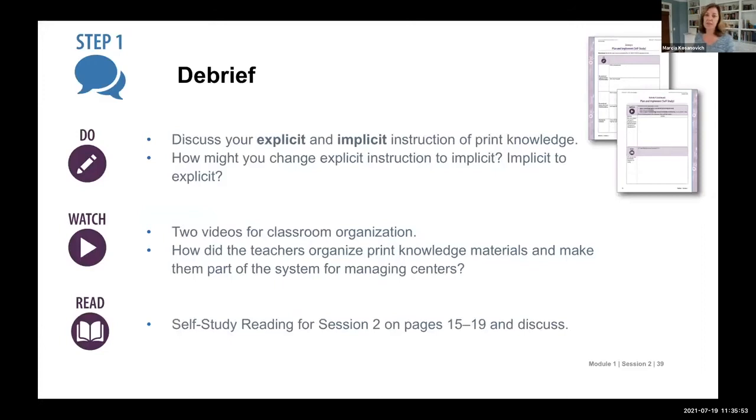So here's an example of the first step debrief in the 5-step process for collaborative learning. In this case, participants are returning for session 2. So the first thing they'll do is debrief their self-study assignment from session 1. So that's the first thing they do.